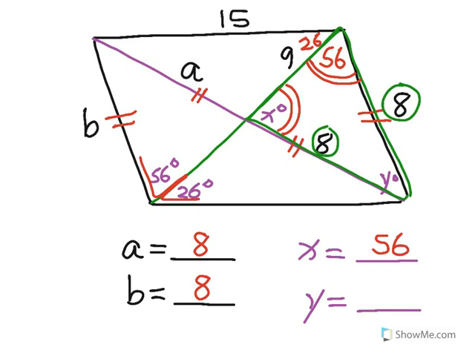Okay, now y is going to fall out because the two 56s have a sum of 112. So I know that y is 180 minus the 112, or the other 68 degrees. And that's it for applying the concepts, the basic properties of parallelograms.